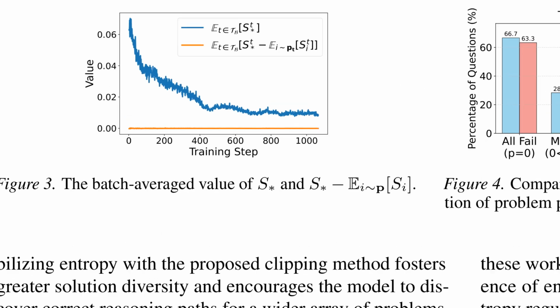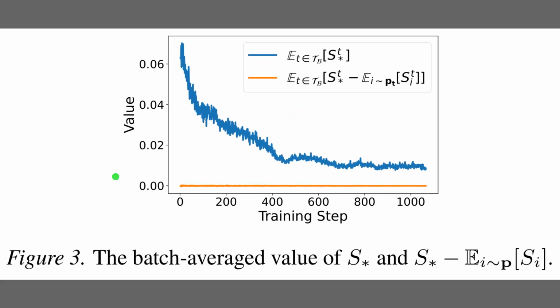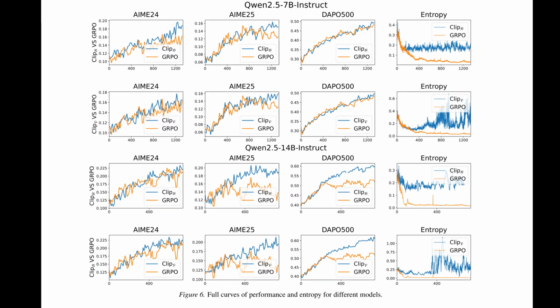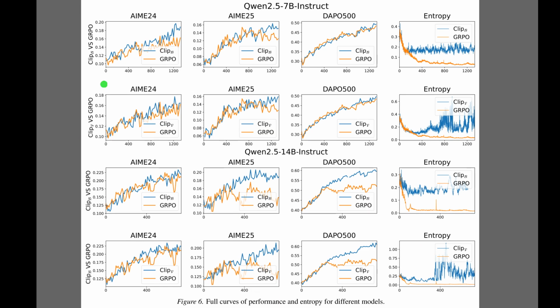Alright, Figure 3 validates the theoretical framework behind those performance gains. Here, we track the behavior of the discriminator score, S*, across training steps. The blue line represents the batch average value of S*, which starts high and gradually decreases. In contrast, the orange line at the bottom tracks how much S* deviates from its sampling expectation. Because this orange line stays effectively at 0, it confirms the mathematical proof that the deviation term vanishes, validating the core derivation.